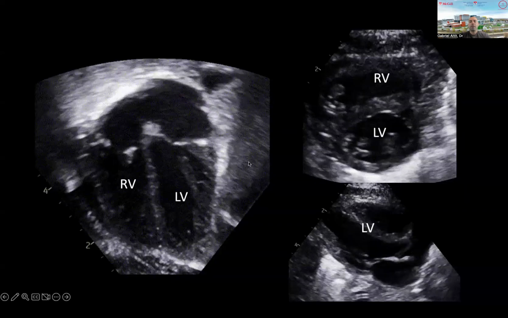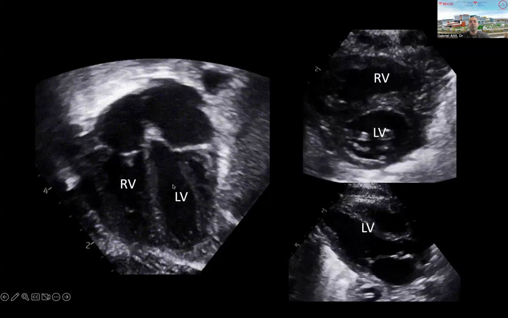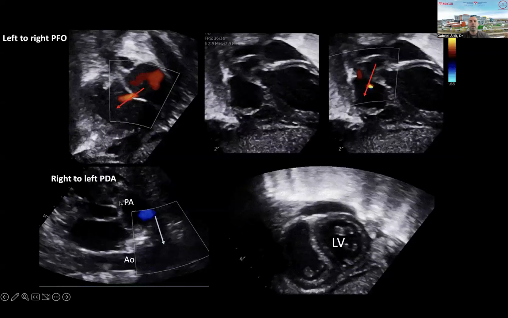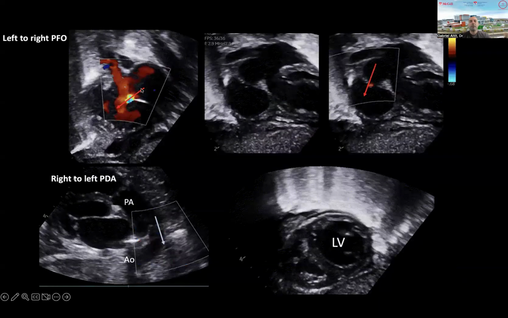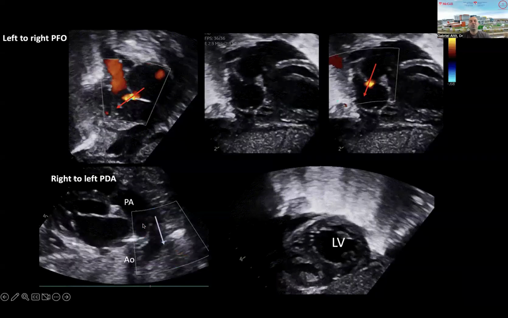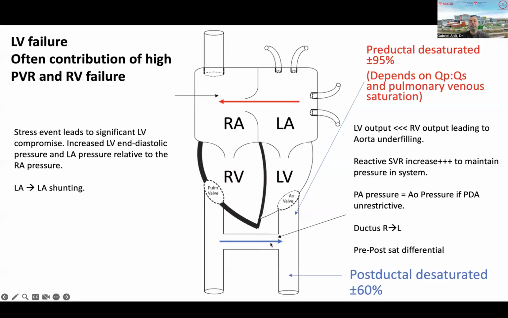I'll finish quickly on mixed pictures of shock and hypoxia. This is an example of a patient with significant LV dysfunction, a bit of a biventricular dysfunction. Actually, the RV is not doing quite well, but you can see there's a clear left to right PFO with a right to left PDA. So these patients basically have a right to left PDA that is often promoting systemic blood flow. And they have left to right shunt at the atrial level because the LV pressure is high, because it faces a high LV end-diastolic pressure.